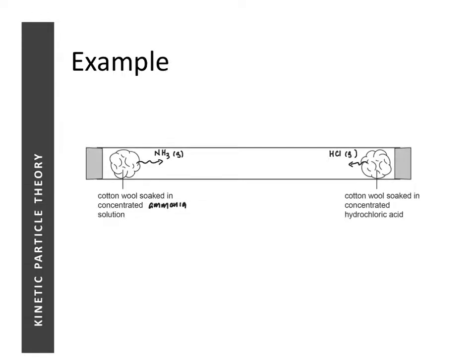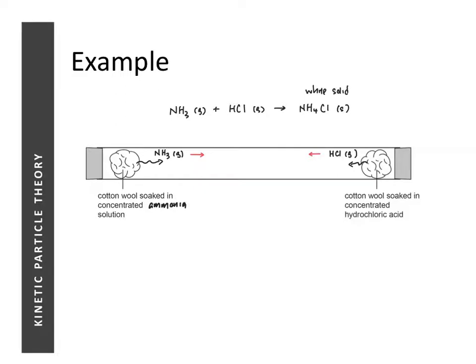What happens next is that the ammonia gas will diffuse to the right and the hydrogen chloride gas will diffuse to the left. Now, the magic happens when the two gases meet. When the two gases meet, they undergo a reaction and form ammonium chloride. Ammonium chloride is a white solid.